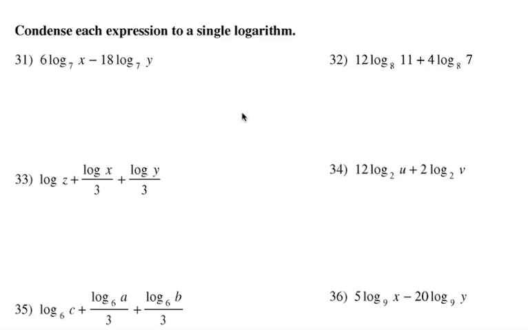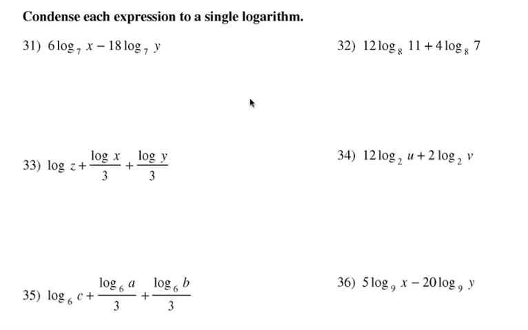Alright, so 31 through 36, as you can see here, I want you to take some time, if you're ready, on a piece of paper to compress or condense these back together again using those three properties I just showed you. Go ahead.